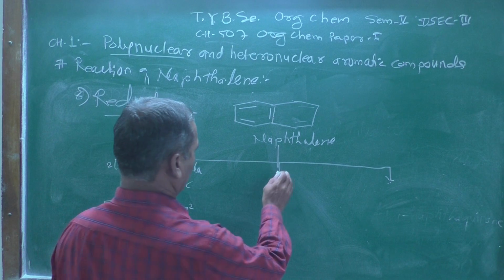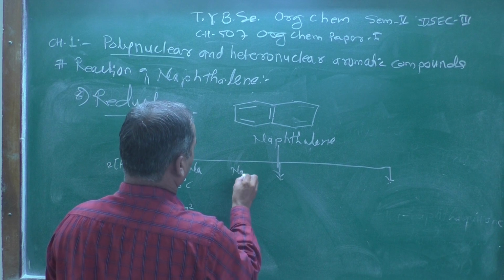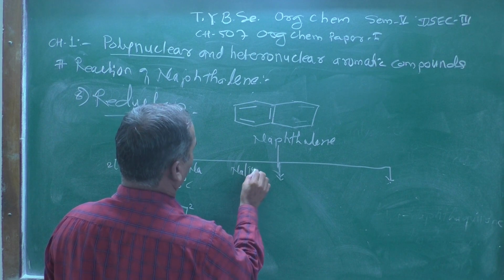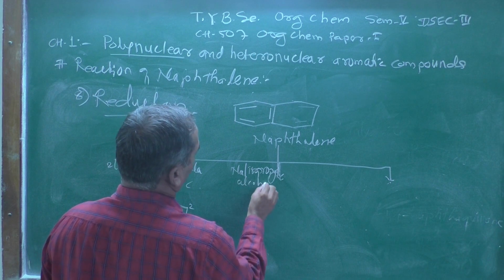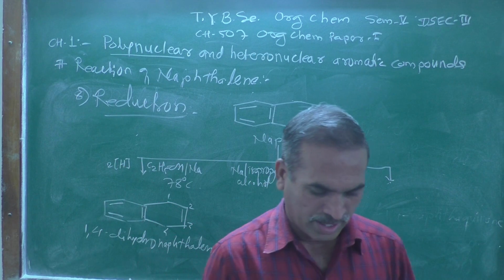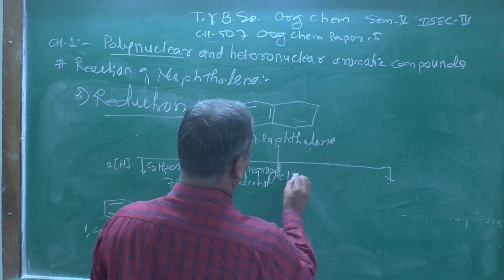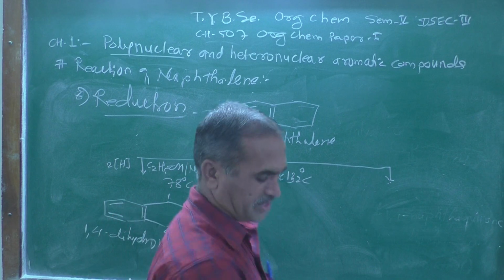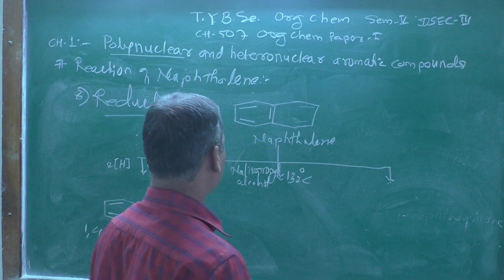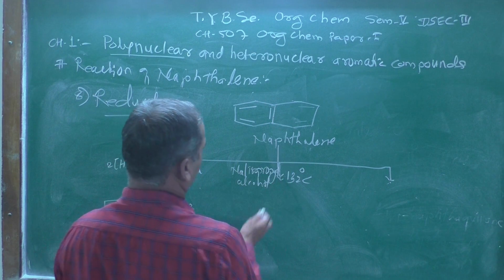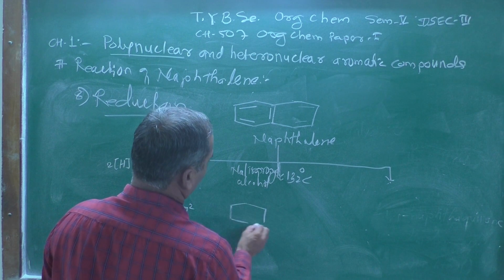Now, in the second case, when I am using sodium metal in presence of isopropyl alcohol, and the temperature is raised to about 132 degrees centigrade, what would I get? There is a reduction. The reduction will be this one.